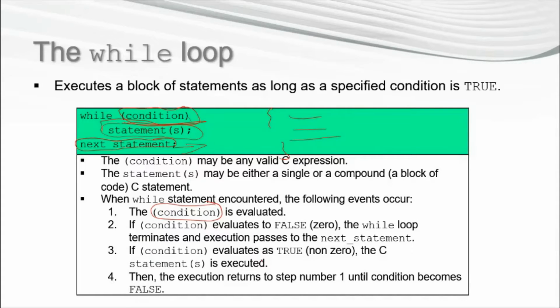But if the condition evaluates to true, that is, a non-zero value, then the C statement is executed. The execution then returns to step number 1. Once this particular statement is executed, the control again goes to the first step, that is, it evaluates the condition. If the condition becomes false, then it goes to the next statement. So this is how the while loop is executed.